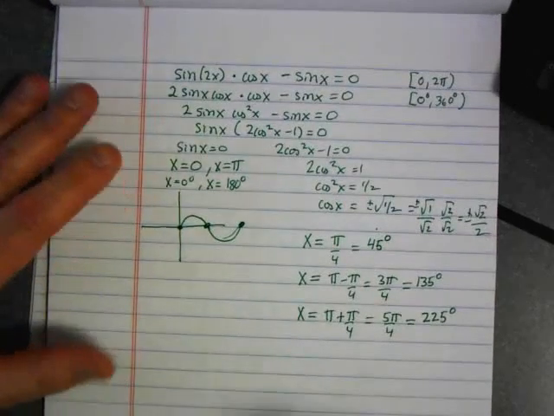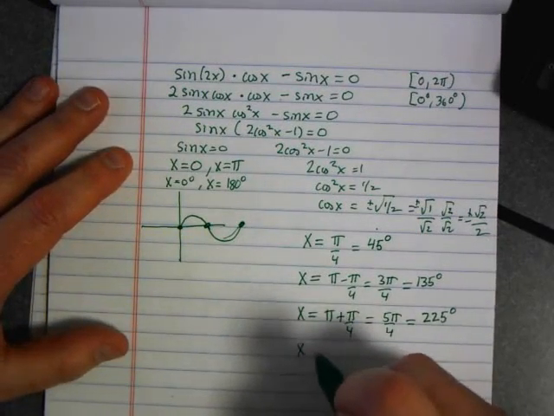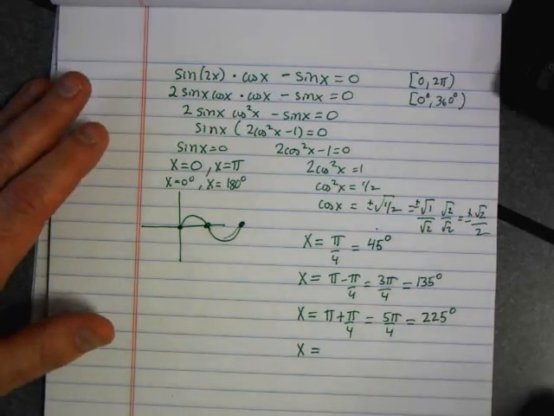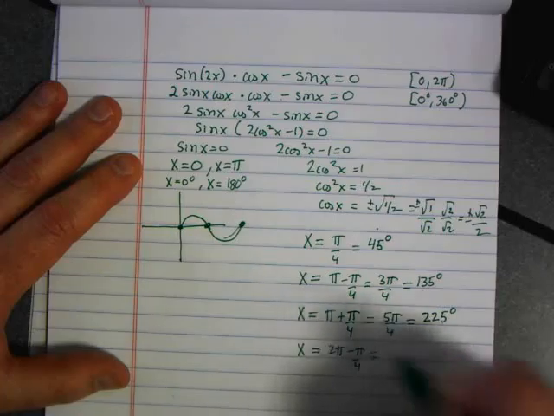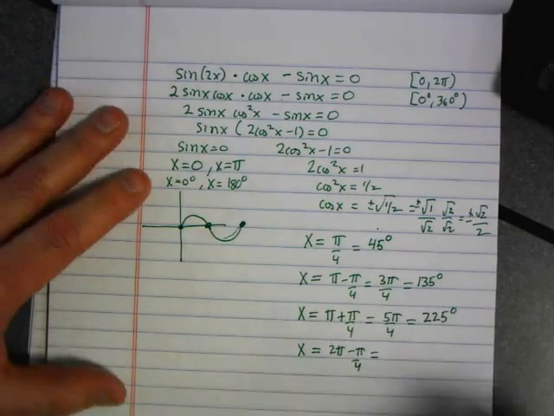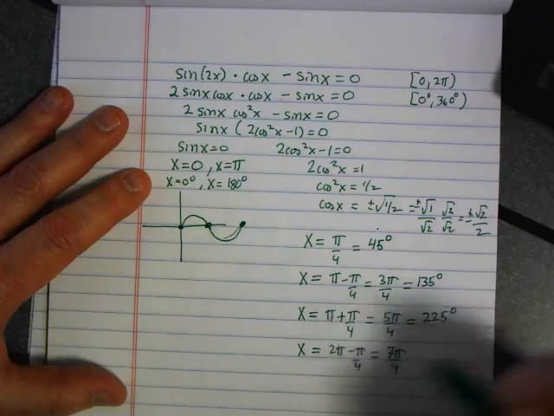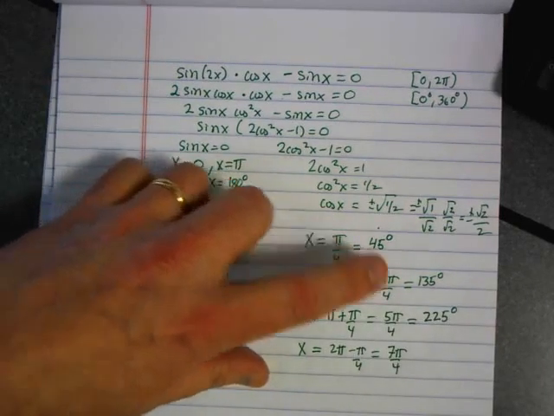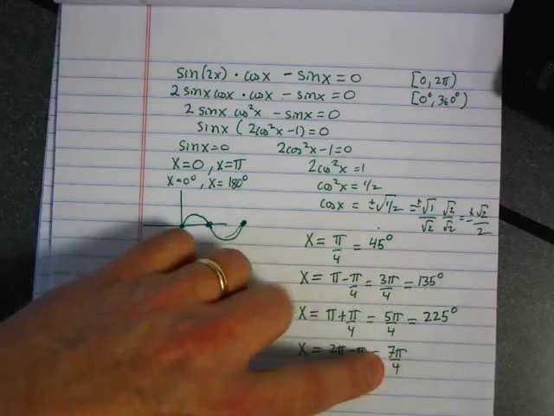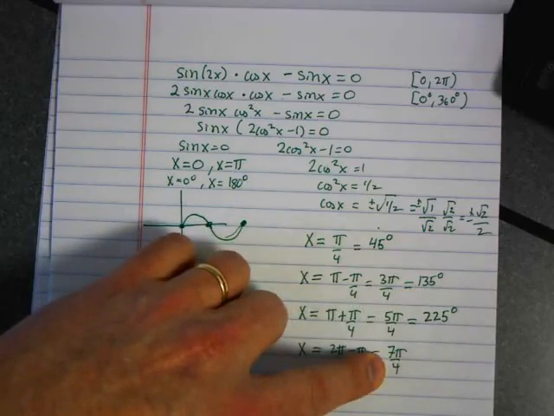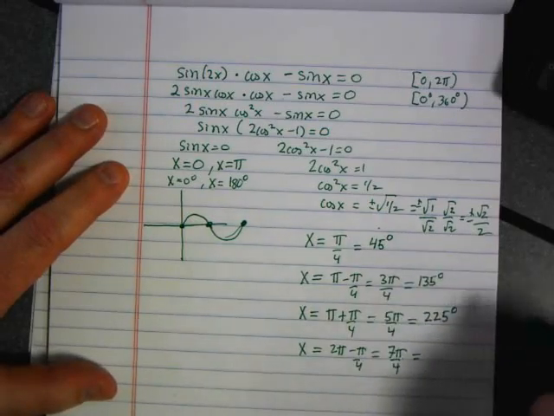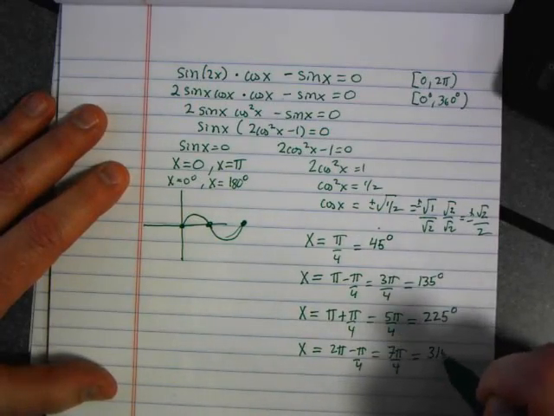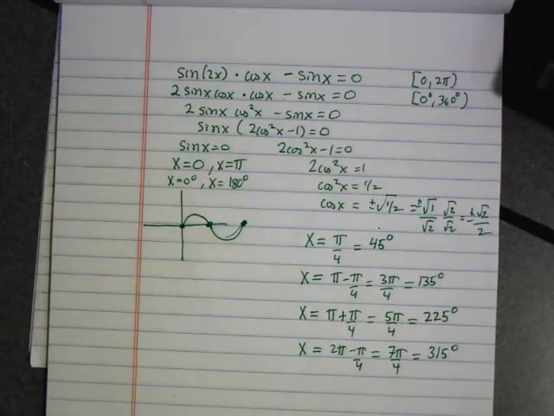What do I do for quadrant 4? 360 minus 45, or 2 pi minus pi over 4. And I get 7 pi over 4. Again, you might start to notice a pattern. Pi over 4, 3 pi over 4, 5 pi over 4, 7 pi over 4. It's all the odd numbers. Look at your numbers here, 1, 3, 5, 7. Or in degrees, 315 degrees.